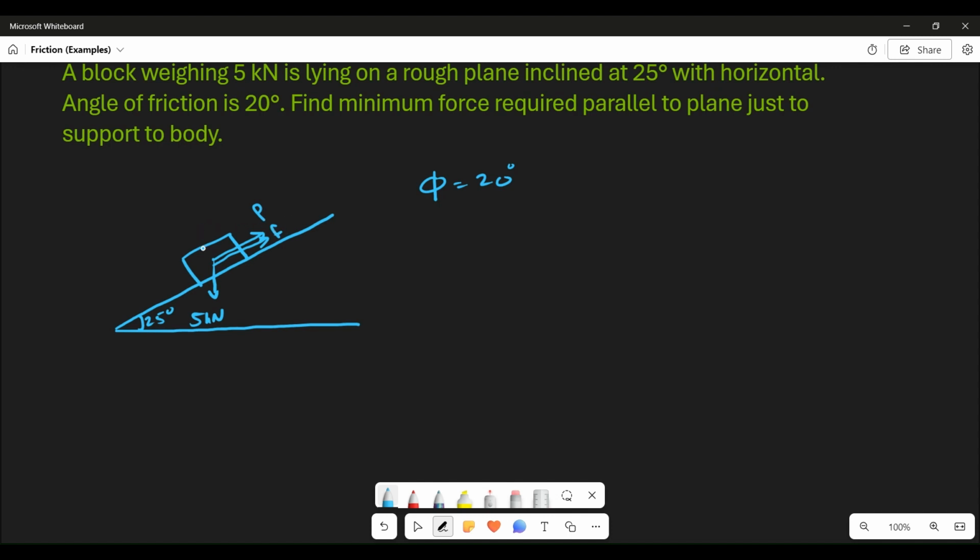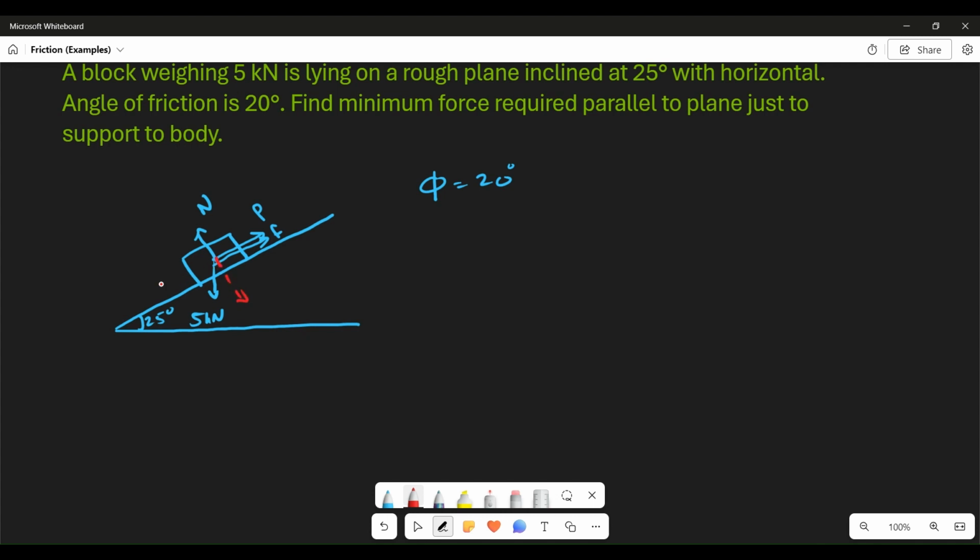So let us draw another force, that is the normal reaction N. Normal reaction N will always act in the direction perpendicular to the surface. Now you need to make two components of this weight 5 kilonewton, because you will be solving parallel to the plane and perpendicular to the plane. So P, F and N all are aligned either parallel or perpendicular to the plane. Only this force, weight 5 kilonewton, is not aligned. So we will draw two components of it.